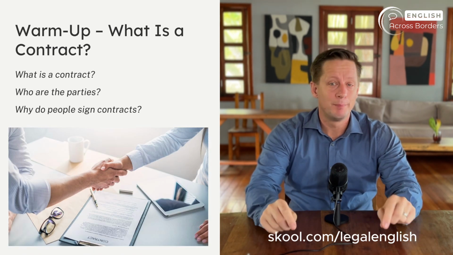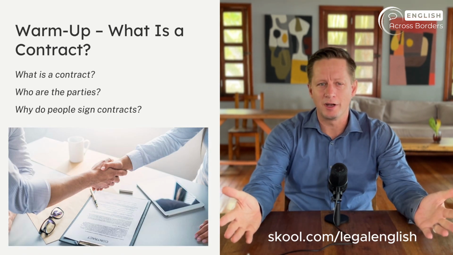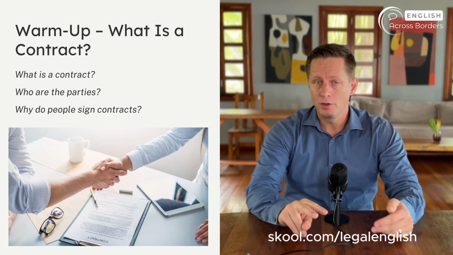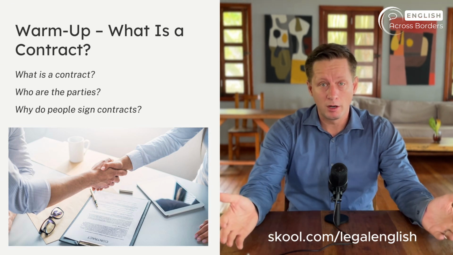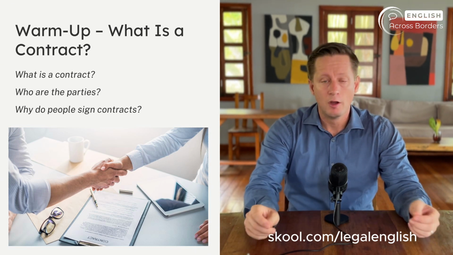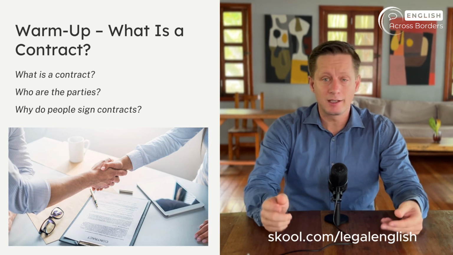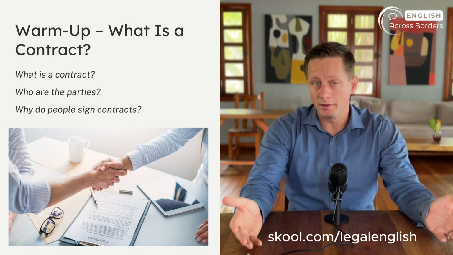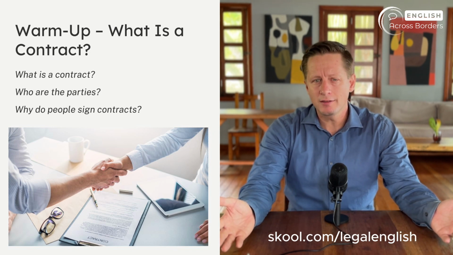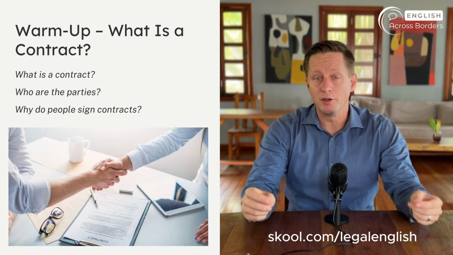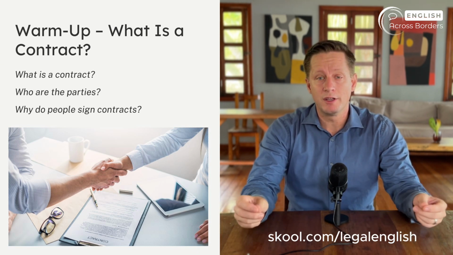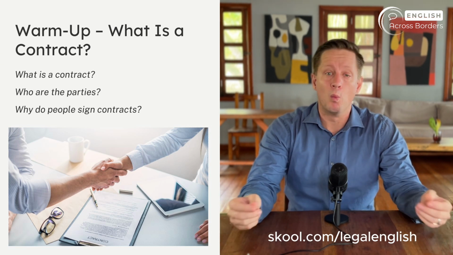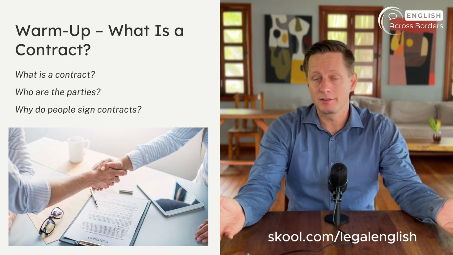Let's start with a simple question. What is a contract? A contract is a written or spoken agreement between two or more people. We call them parties who agree to do something. For example, a contract can be about selling a house, working for a company, or renting an apartment. Why do people sign contracts? The signature shows they agree with the terms, the rules of the agreement. In this class, we will learn these words and how to talk about what people have to do in contracts.